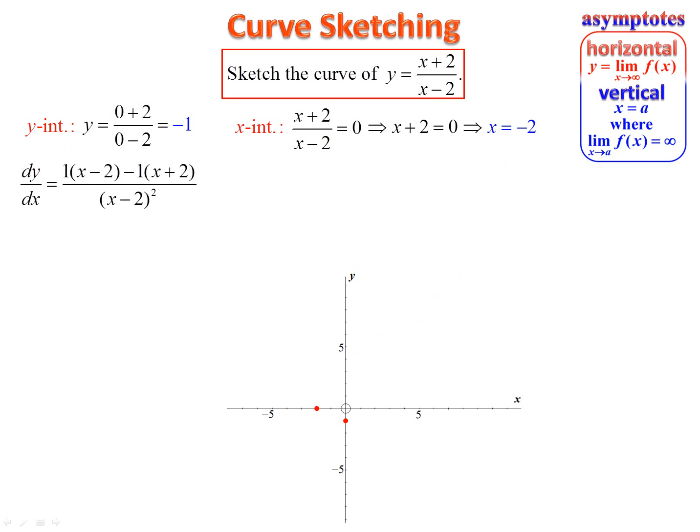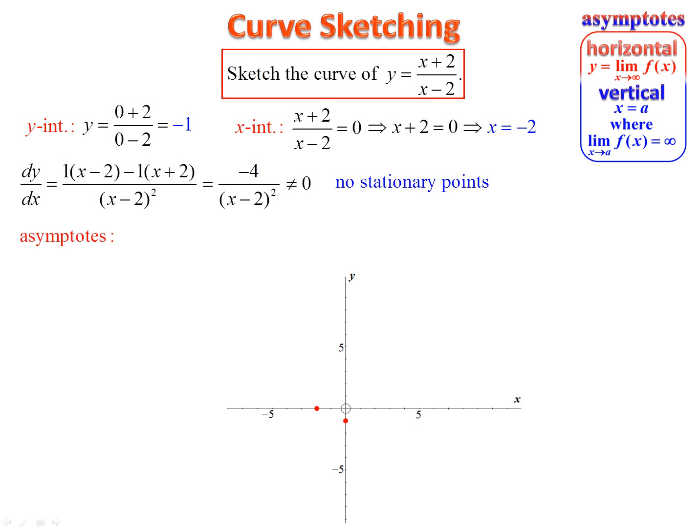Let's differentiate. Now remind you, quotient rule. Derivative of the top, 1, times the bottom, minus derivative of the bottom, 1, times the top, all over the bottom, the denominator, squared. And that simplifies to there. Now there is no value of x that is going to make that 0. We need a 0 in the numerator. So therefore no stationary points.